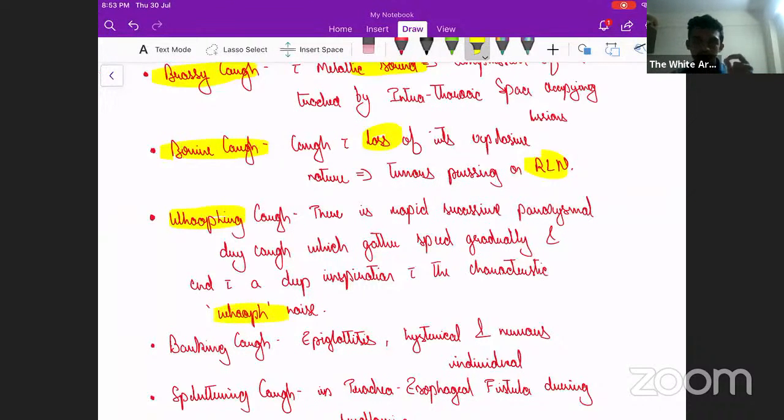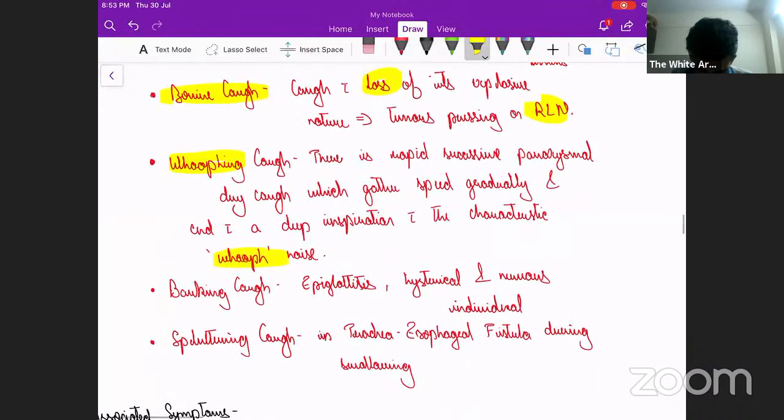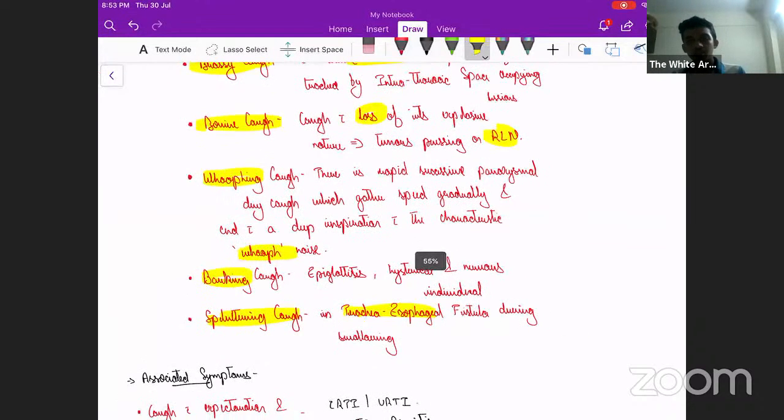Okay, so this was woofing cough. Next is barking cough or barking seal cough. This is present in croup. Okay, next is spluttering cough. In this, when we are swallowing food, at that time you'll have cough. That is because of a fistula that is present. Okay, so tracheoesophageal fistula. So this was to do with the character of the cough.